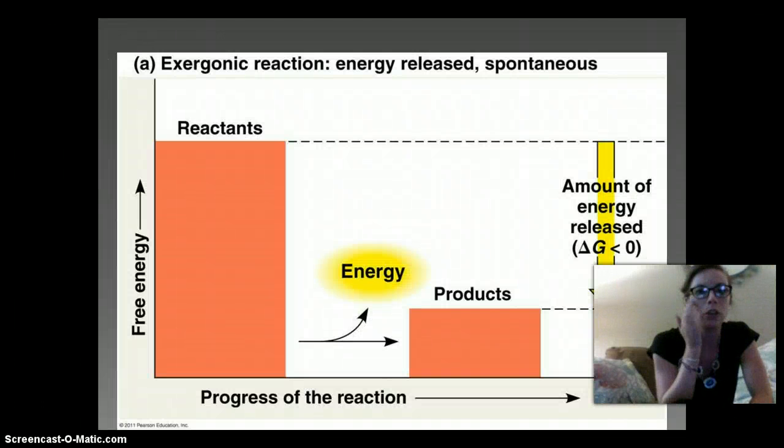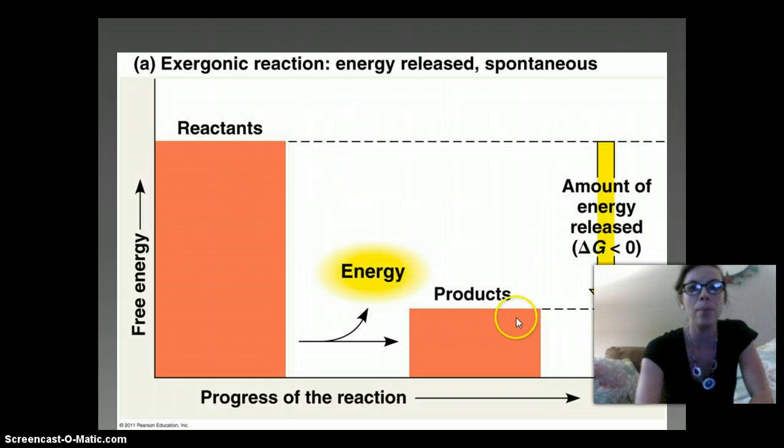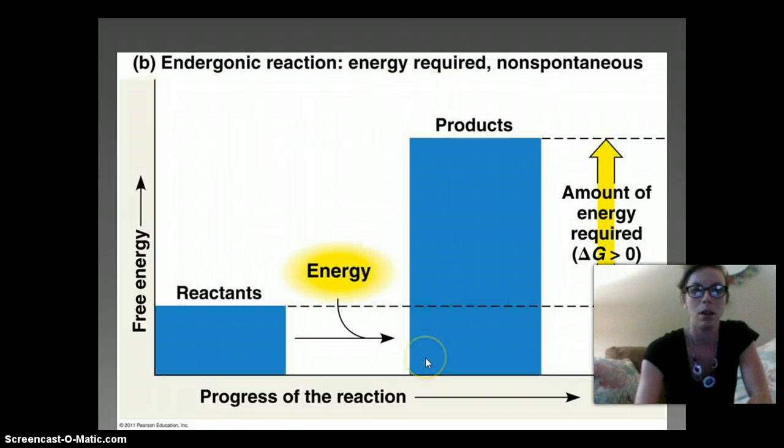So if you take a look at these graphs, you can see here that in an exergonic reaction, the reactants are greater than the products because energy is being released. So the amount of energy released here, delta G, is less than 0. And then here you can see that in endergonic reactions, the reactants are less than the products, and there is an energy input, so it's absorbing energy, and the amount of energy required, delta G, is greater than 0.